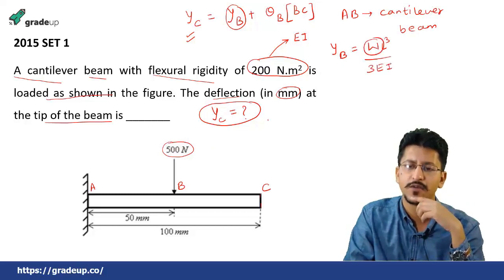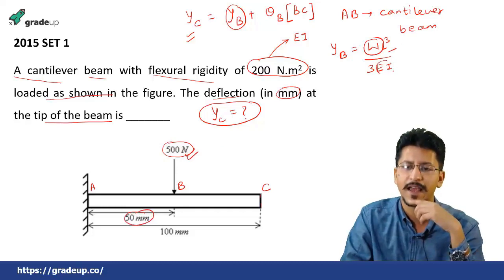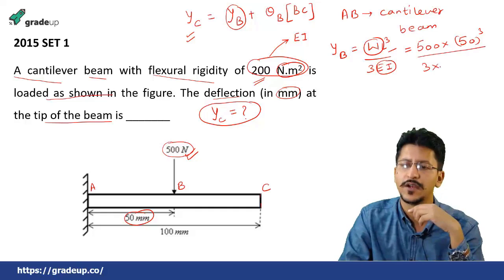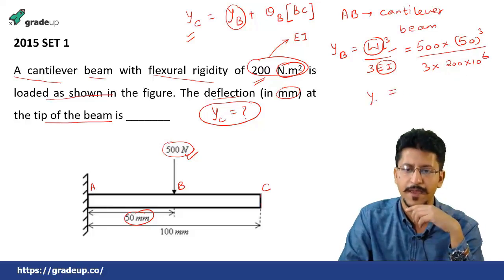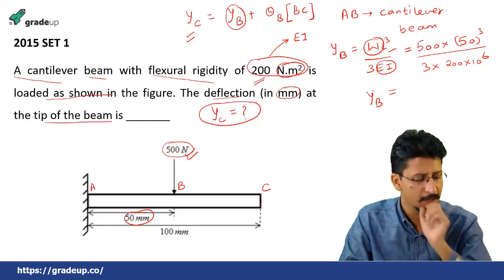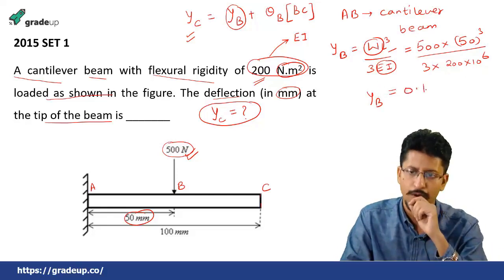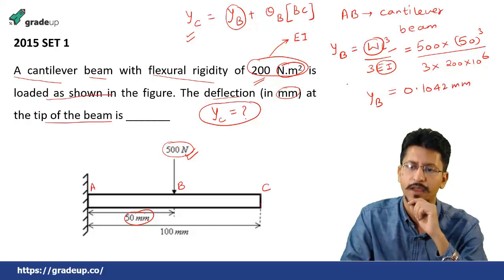Where this W is equal to 500 Newton, this L is equal to 50 mm, and the product EI has been given to you as 200 Newton meter square. But there you have to convert into Newton mm square, because all these values we are taking in Newton and mm. This is 500 into 50 cube divided by 3 into 200 into 10 to the power 6. So this value you will get as YB, 0.1042 mm. Okay, so this you have found out.